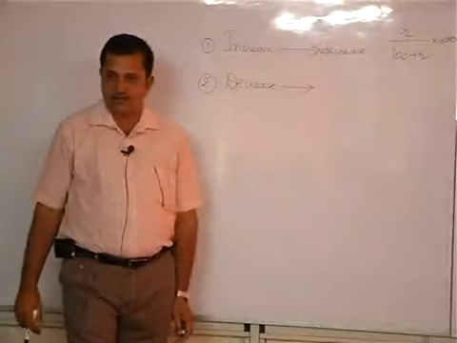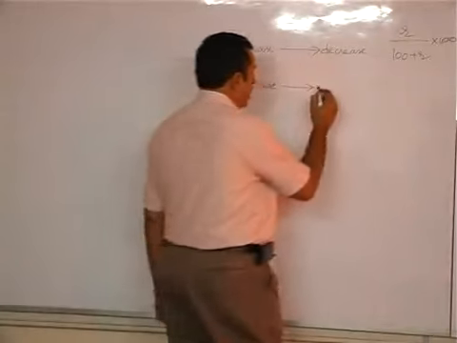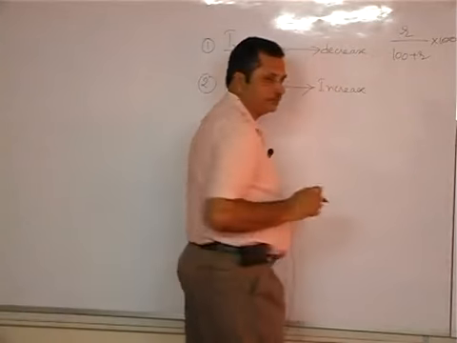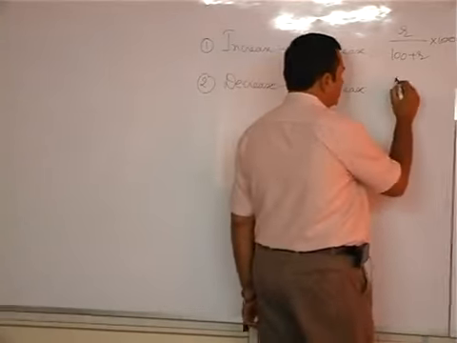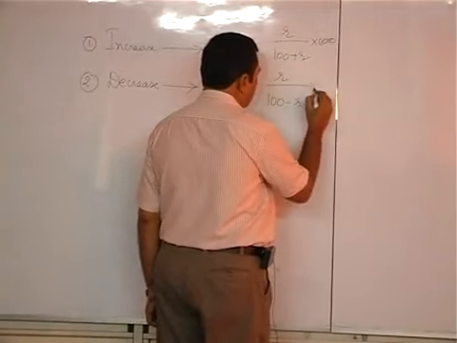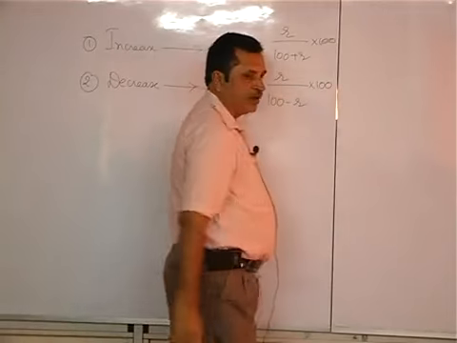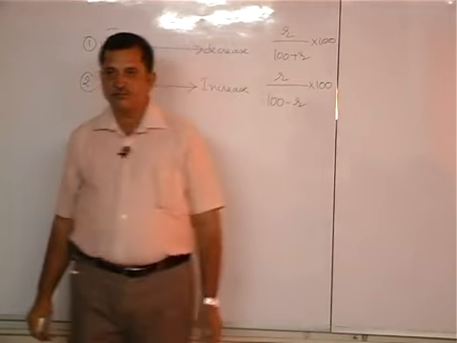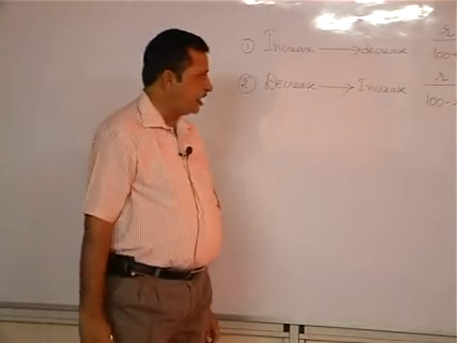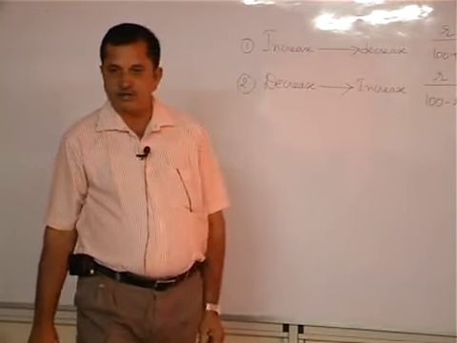Decrease is given and increase is asked. Formula is R by 100 minus R into 100. R by 100 minus R into 100.